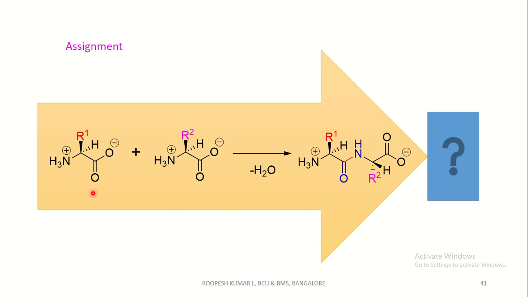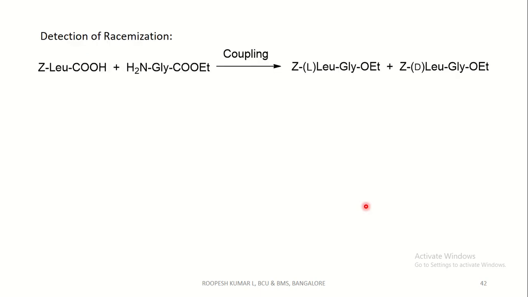This is the assignment. At first I have given you this reaction, and you should answer whether this reaction is feasible or not. If yes, then what are the side products? If no, you should give the reasons. And detection of racemization, that is, how you detect the formation of L and D isomers. And this is a simple peptide bond formation reaction.